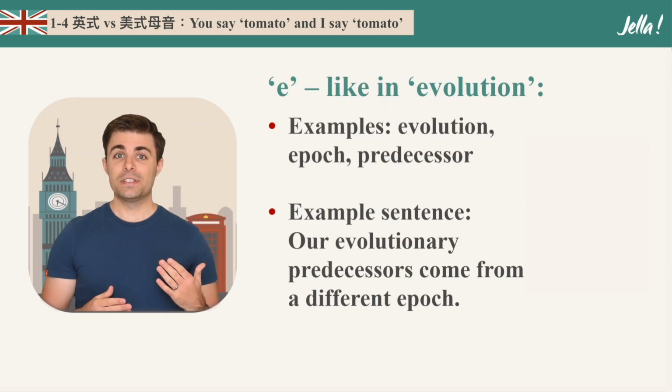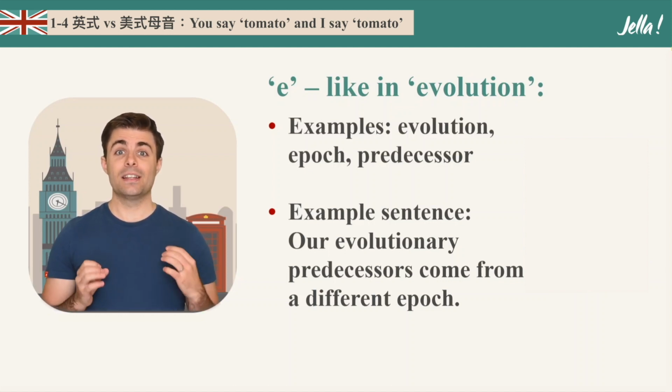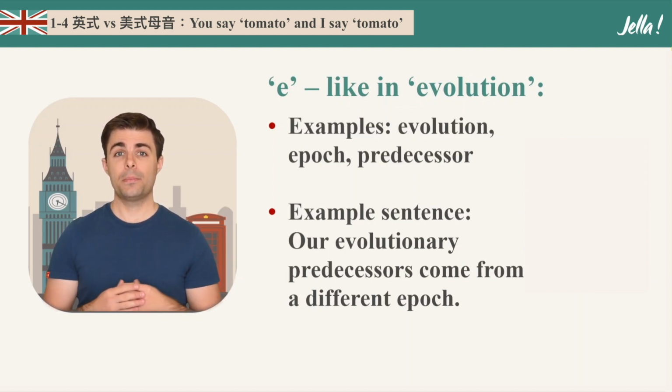Hopefully you could hear the difference there. You can even try doing it yourself. Instead of making the eh sound that you would normally make when you see the letter E, you just say it like you're saying the letter E. Evolution, epoch, predecessor. Now let's listen to an example sentence using that sound.